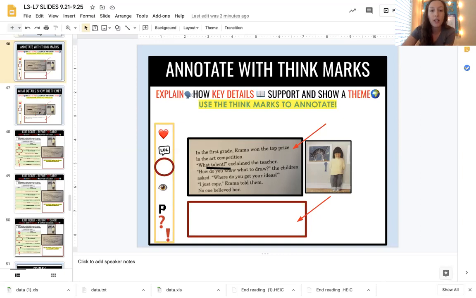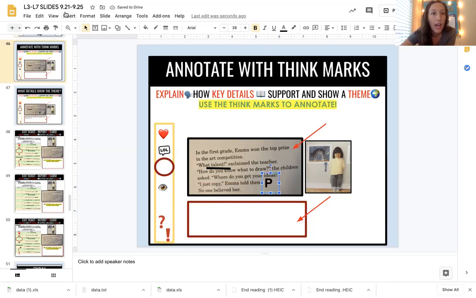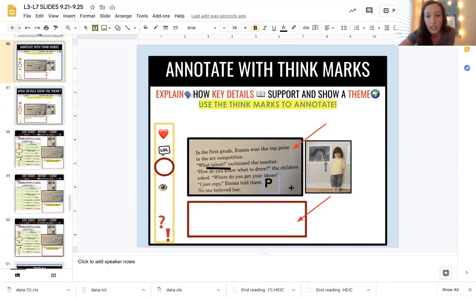So I'm going to click the P. It's going to light up in those squares, which means I can drag it. So I'm going to hold down the squares, and I'm going to drag the P right next to where it says, "I just copy," because we're making a prediction about what Emma copies from. And I told you guys that we need to make a note in the margin when we make a prediction. So I'm going to make a little sentence right here next to the P saying, I predict Emma copies from her rug.